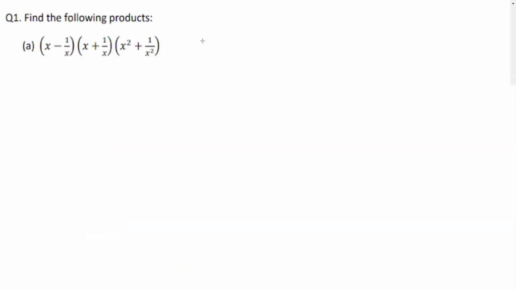So the first part says that this is what we have to find the product of. You just observe this part only. We are going to apply the identity of a plus b into a minus b. So a plus b multiplied by a minus b is a square minus b square. So considering this to be a and this as b, right?